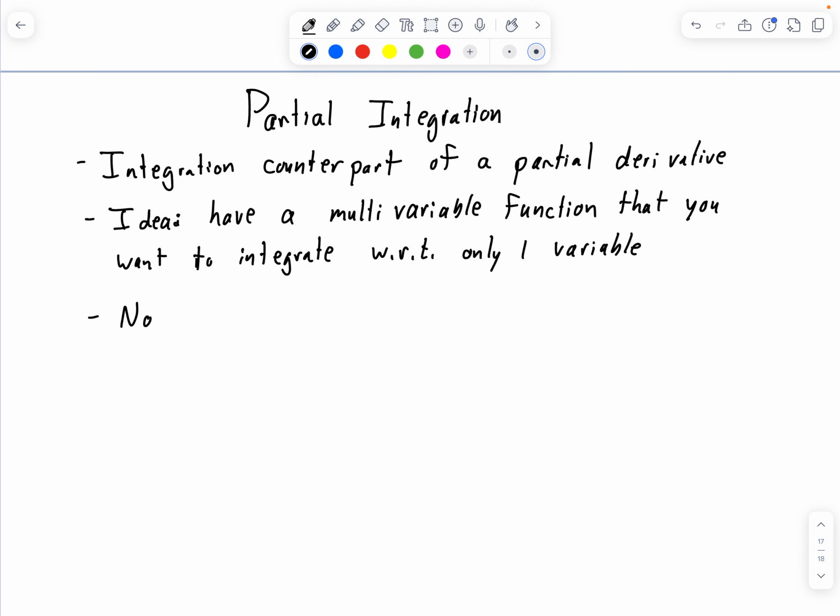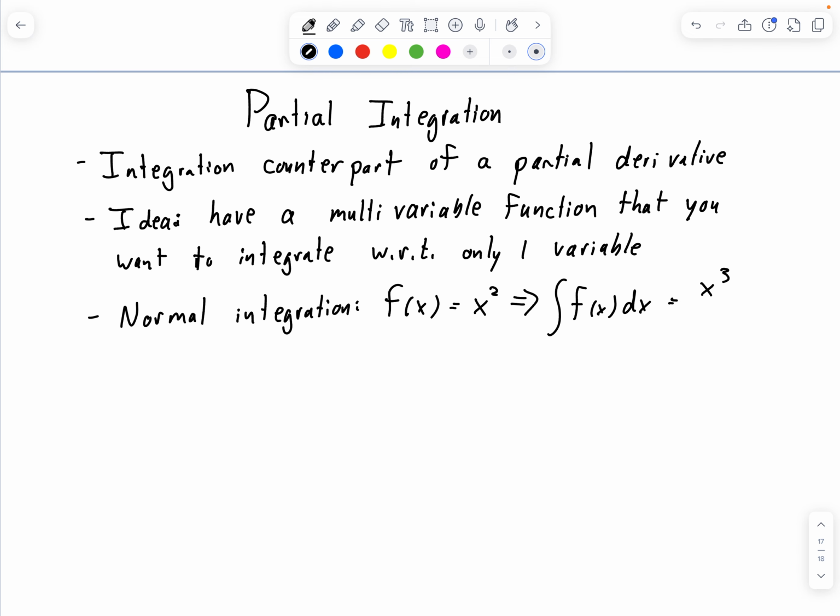This is, of course, in contrast to ordinary integration, where, for example, we have a function that depends solely on one variable. So f of x is a function of x, and we'll say f of x is equal to x squared. Then we can integrate f of x dx, and we'd find that this is equal to x cubed over 3 plus some constant c.